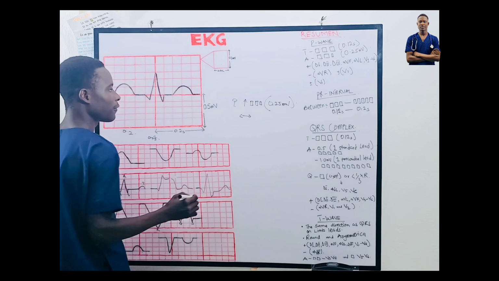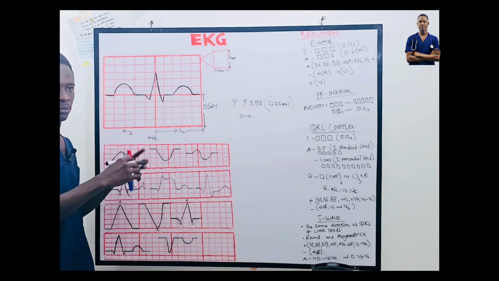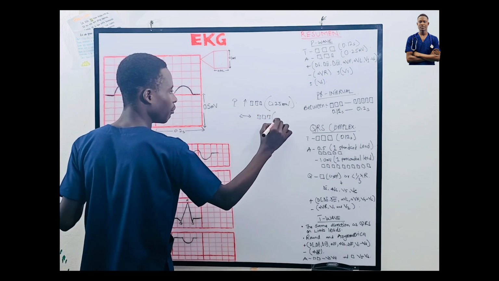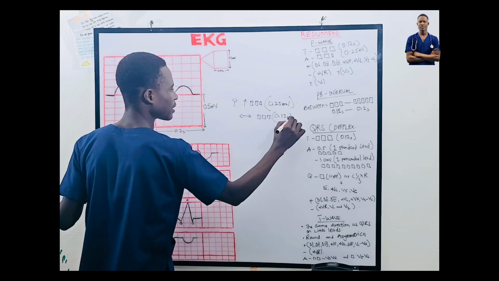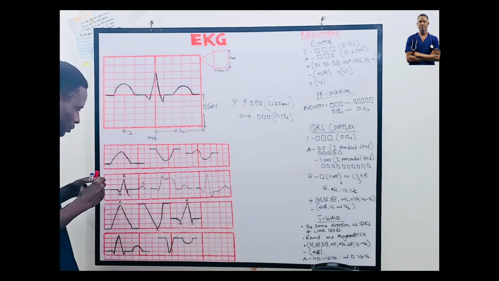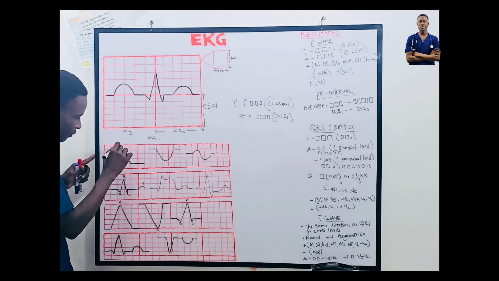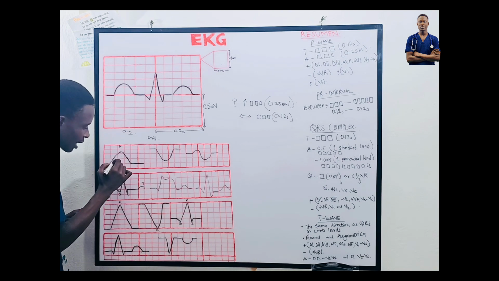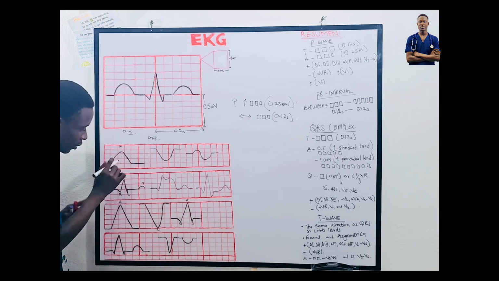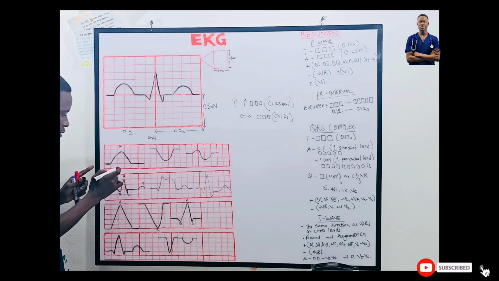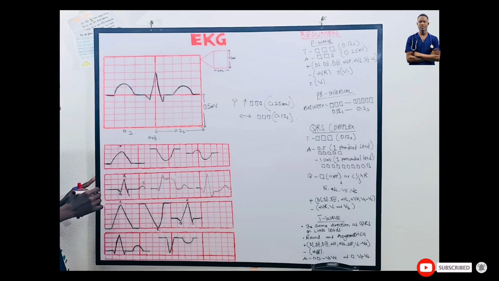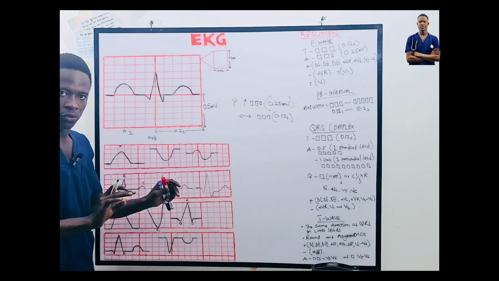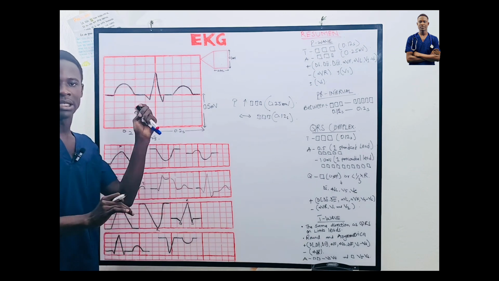The time taken for the P wave to travel is also 3 boxes, meaning it is 0.12 seconds. So when I take the P wave, which is over here, the P wave must have what? The width, the time, must be 3 boxes: 1, 2, 3. When it is more than that, it might give me an idea of a pathology, which is the dilation of the left atrium.